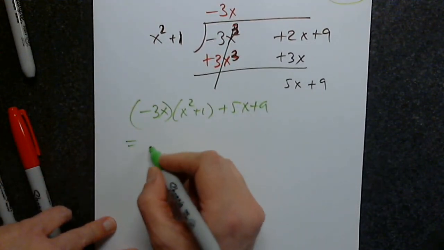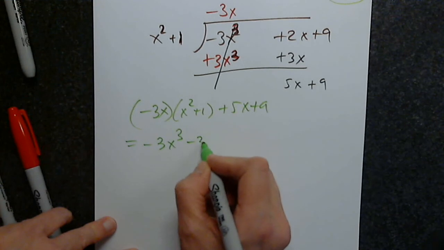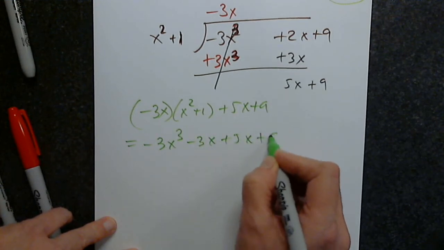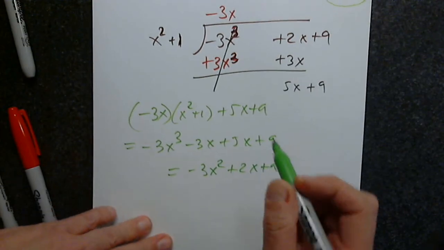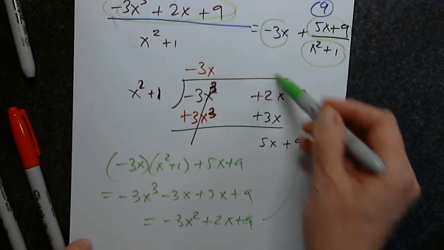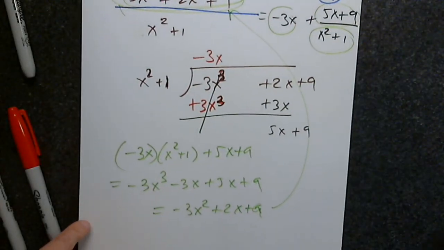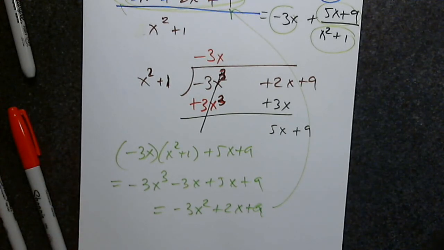So I distribute first: negative 3x cubed minus 3x plus 5x plus 9, and I get negative 3x cubed plus 2x plus 9, and that's exactly what I started with. Therefore, the correct answer is indeed negative 3x plus (5x plus 9) over (x squared plus 1). Perfect. Anything else that you can think of from test 2?